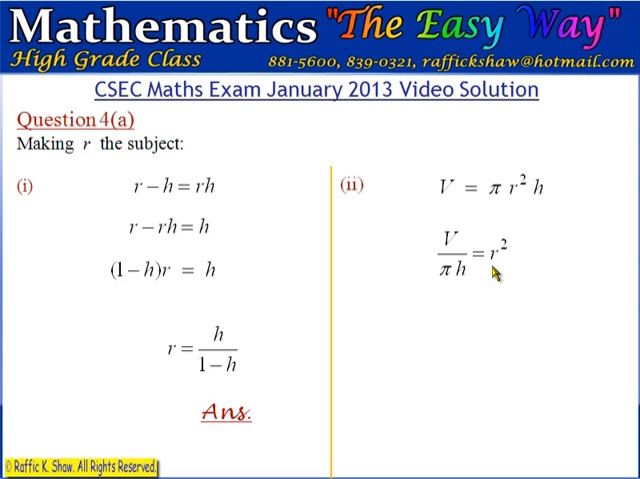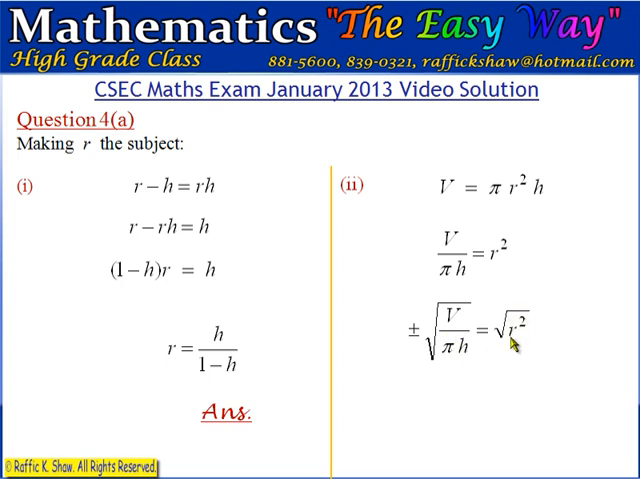Square root both sides to get rid of this square. And this is the result. But because we don't know whether R is positive or negative, when we calculate the square root of a number, we have to consider positive or negative, and therefore this result would have a positive or negative square root of V divided by pi H.